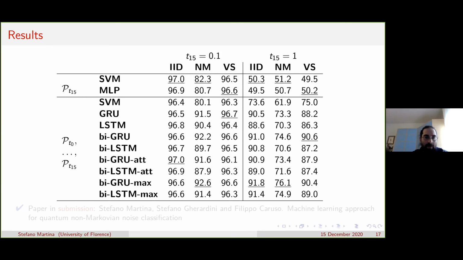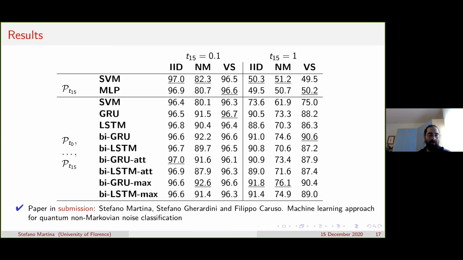SVM performs worse with respect to the deep learning methods. The bidirectional recurrent neural networks perform better than the unidirectional recurrent neural networks. Also, GRU performs better than LSTM. And finally, max pooling performs better than the attention mechanism and the standard aggregation.